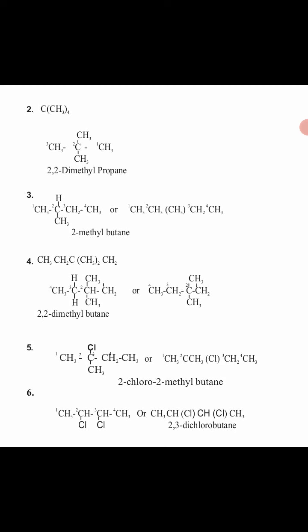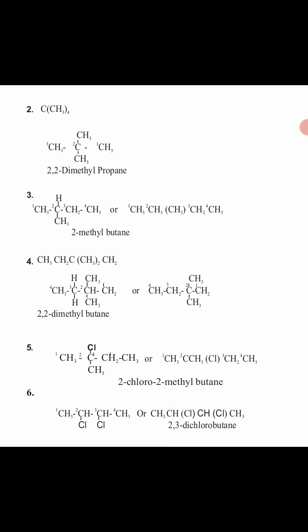Number 5. Now I have two different attachments: a chloro group, which is an example of a halo group, and a methyl group. Which one will I name first? There's a rule that says you name the halogen attachment first. So we're going to be having 2-chloro.